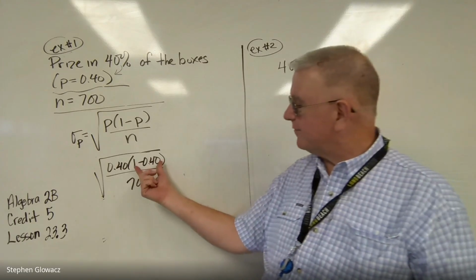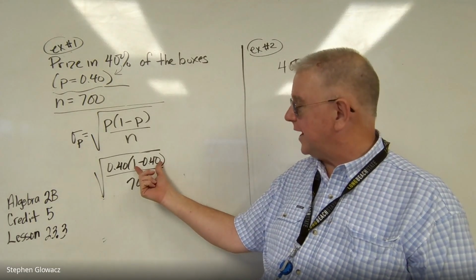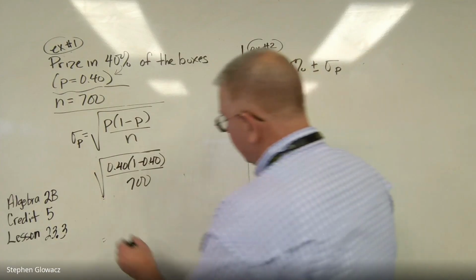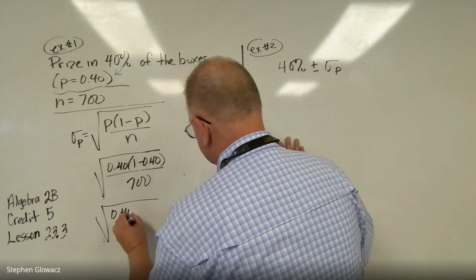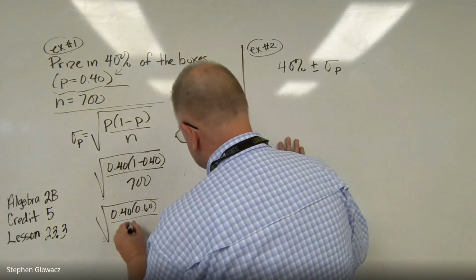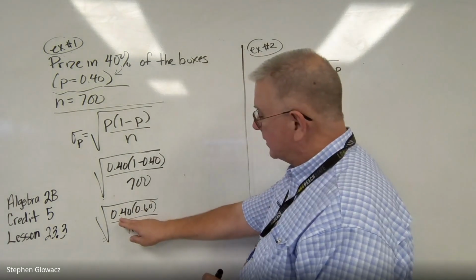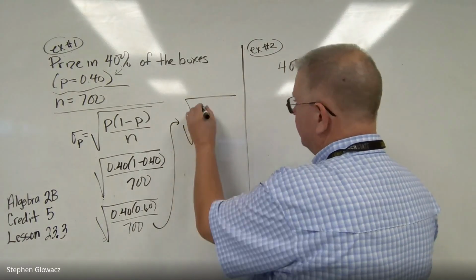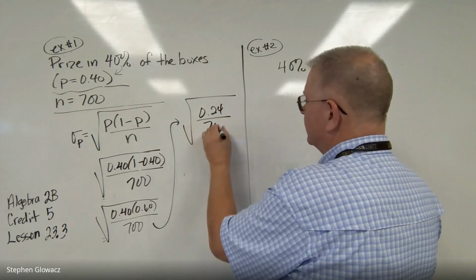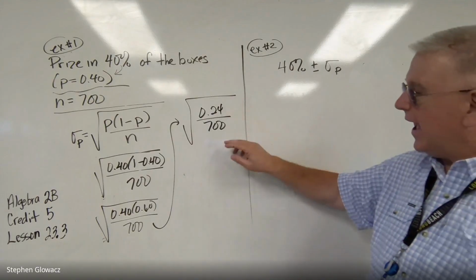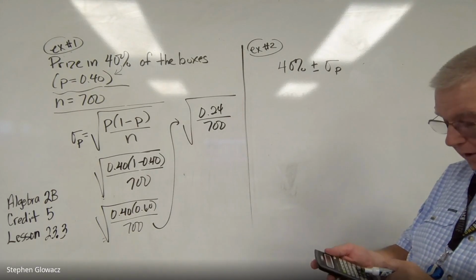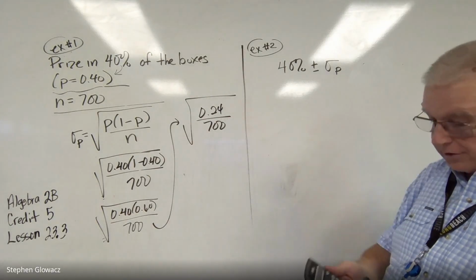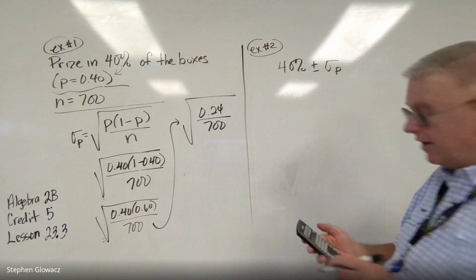So now we have some simplifying to do in our numerator, I should say. Starting with our parentheses, following our order of operations, 1 minus 0.40 is 0.60, and then over 700. Then multiplying 0.40 times 0.60, that will be 0.24 and over 700. So we've simplified our numerator, and now we're going to divide that out. Remember, the fraction bar means divide. So 0.24, you enter that first, divided by 700, and we get a very small decimal.